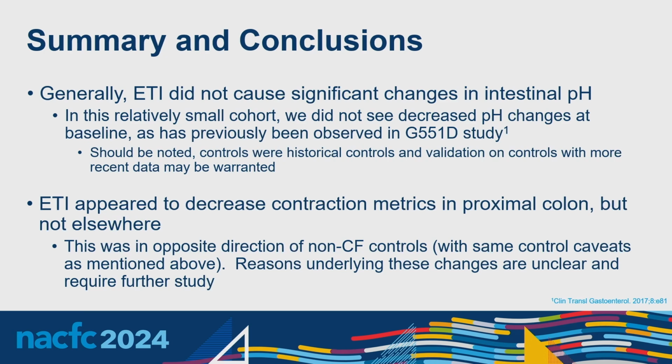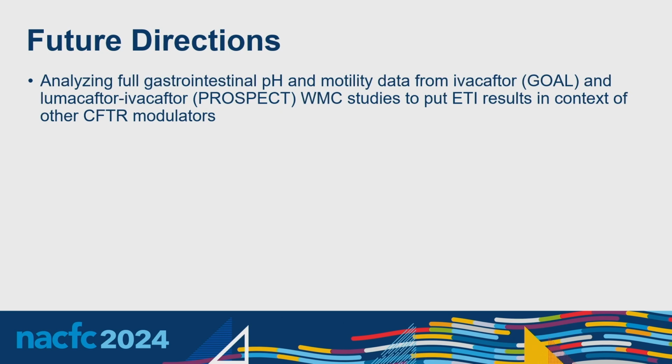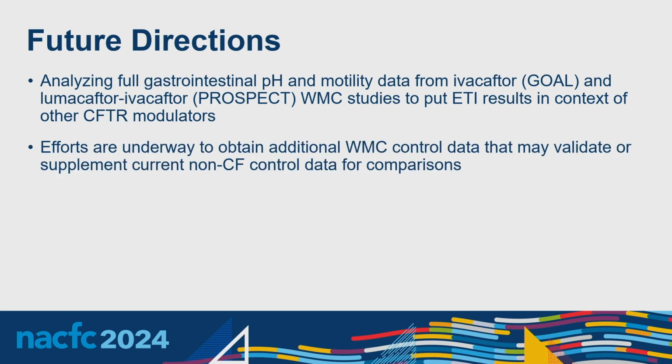I think that what we'd need to do is probably see what is really happening at a contraction phase and look at this in more detail. So what could we do moving forward? As I mentioned, we've been analyzing some of the data from GOAL and PROSPECT, really looking at the entire GI tract and to put the ETI data in context, and that can give us insights. I think we should make sure to look at some other controls to really validate that our controls can be used across all three of these studies that are done over very different time points.